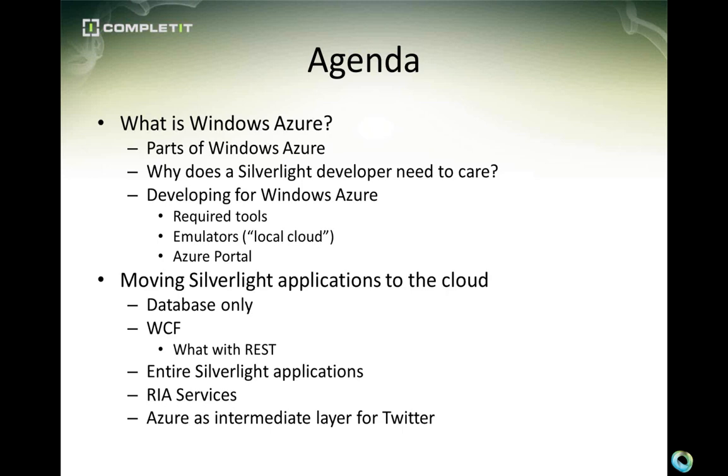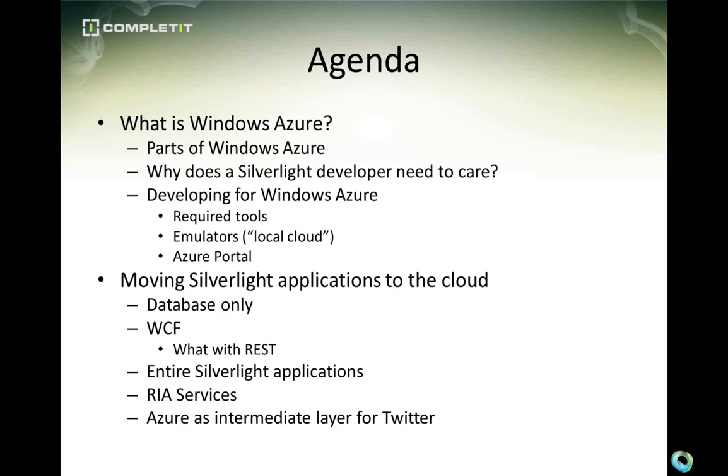I'll also be stopping to take a look at how you can move a RIA Services application, because that requires a few differences in how you migrate your application, and as an application of that, we'll also use Azure as an intermediate layer for a Twitter application in Silverlight.